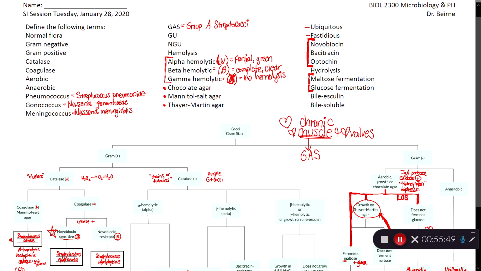Whereas if it talks about ones that involve previous damage to the heart, or something involving prostate exams in older adults, or prostate surgery in post-op infection, that's most likely going to be your group D enterococci or group D strep.